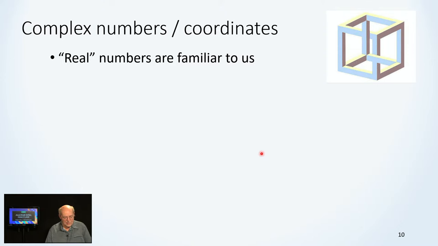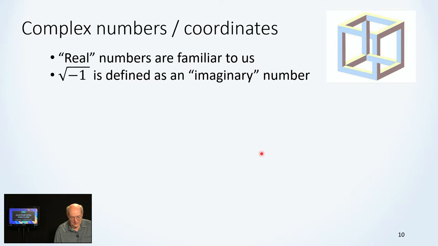Now, we're going to talk about some number systems. In this section, there will be some very strange stuff if you've not been exposed to it before. Real numbers are familiar to us. They're numbers like 1, 2, 3, 7, pi. They're numbers that we work with all the time. So we understand that. Now, this is a really weird concept.